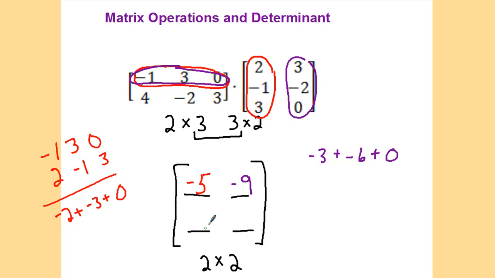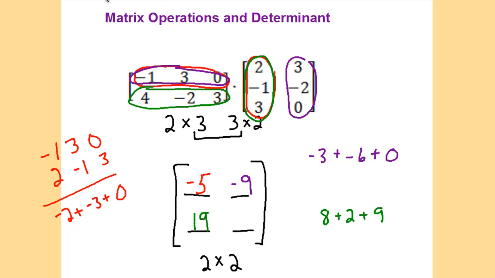Okay, this entry right here is going to be located in the second row, first column. I'll circle the second row and circle the first column. And I'm going to take 4 times 2 and I'm going to get 8. And then I'm going to take -2 times -1 and get +2. And then finally 3 times 3 is 9. Add the numbers together, you're going to get 19.